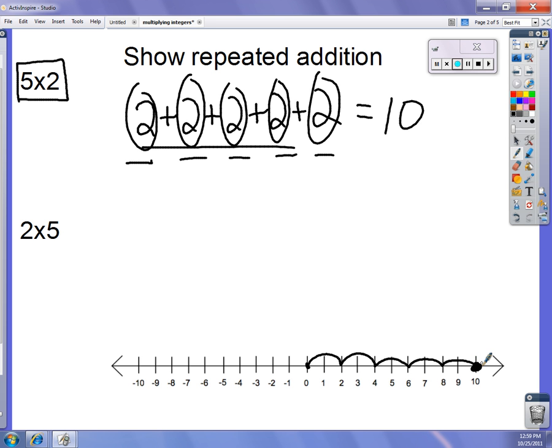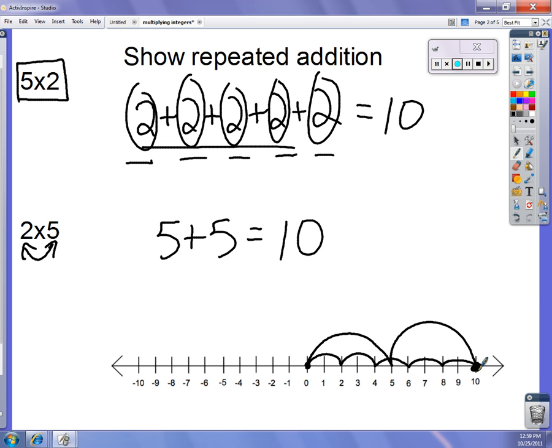Now, because multiplication is commutative, the commutative property of multiplication, it doesn't matter which order we do this in. 2 times 5 is also going to give us 10. Two groups of 5. 5 plus 5 also equals 10. And if we start at 0 and we jump 5 2 times, we will get to our answer of 10 again. So now we're going to move on and do some negative numbers.